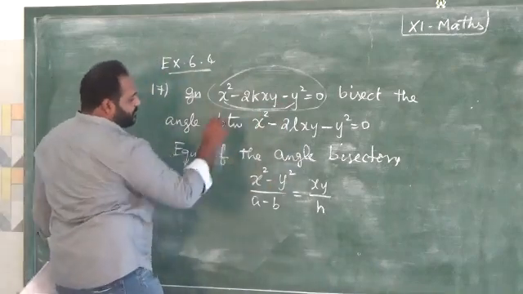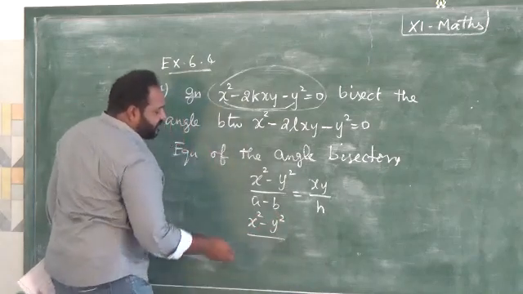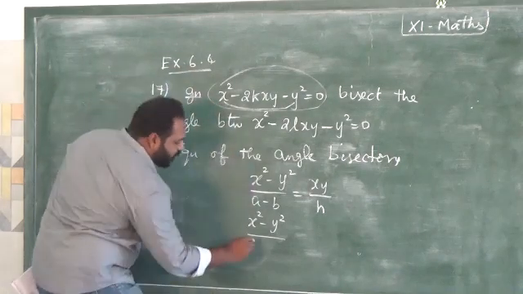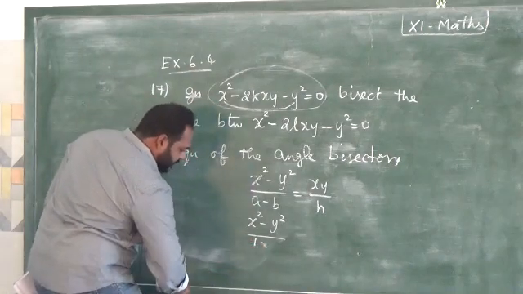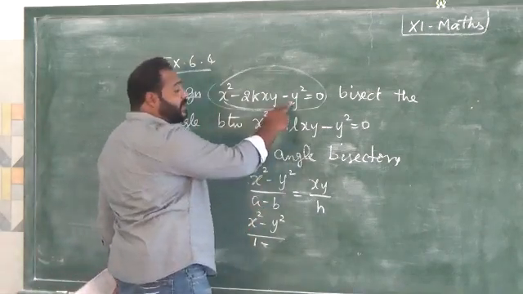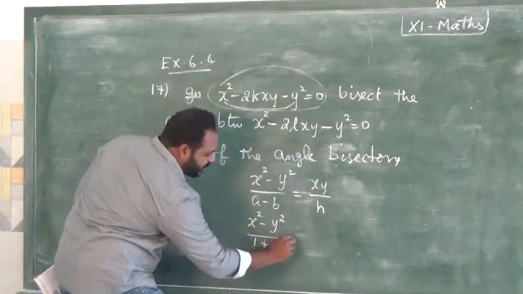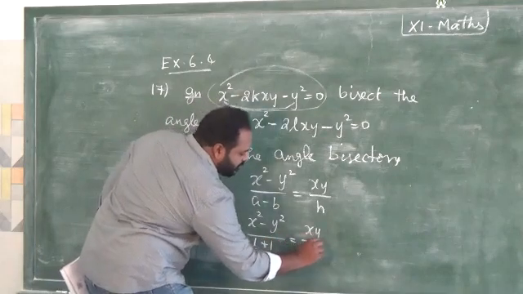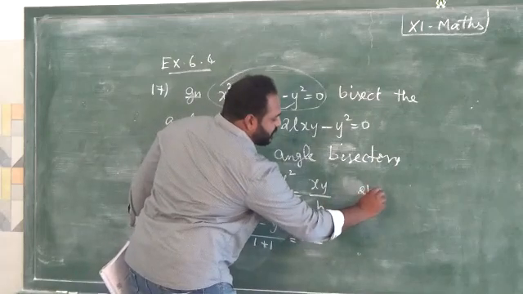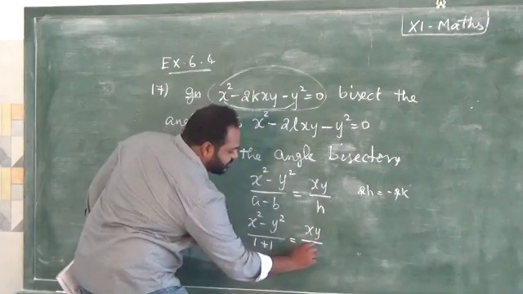So, here what is a? x square minus y square by a minus b. I need a value. Here a value is the coefficient of x square, which is 1. b value is the coefficient of y square, which is minus 1. So, minus 1 into minus, it is plus 1, equal to xy by h value, the coefficient of xy. So, 2h value is minus 2k. So, 2 cancels, h value is minus k.